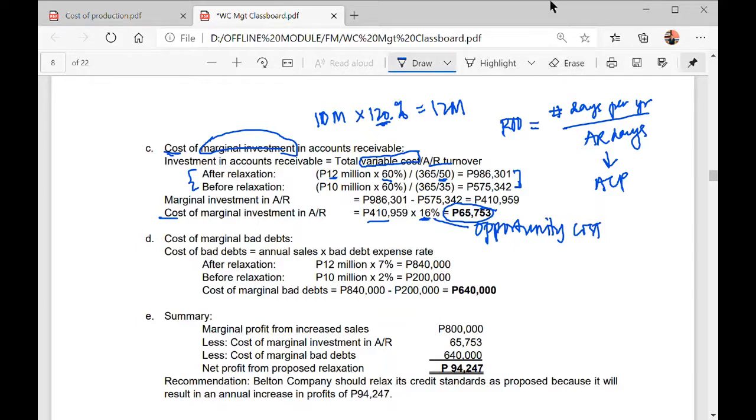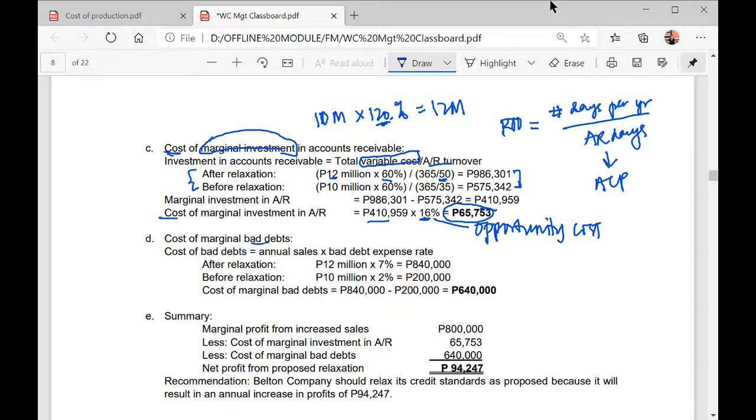Because we choose to relax our policy, we get to invest more in the amount of 410,959. If this had been invested in another business venture, we would have earned 65,753.